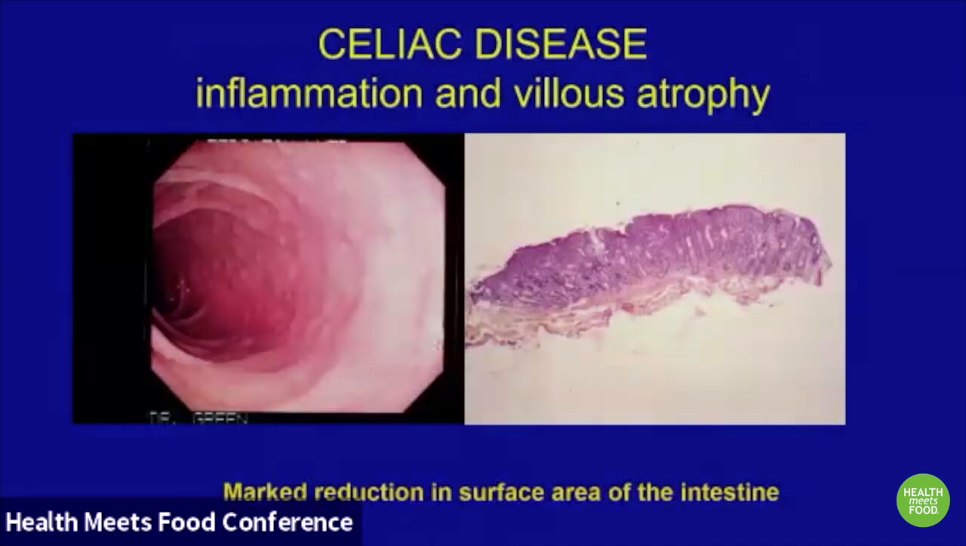This is a picture of someone with celiac disease, and you can see there's macroscopic atrophy. The small intestine, the duodenum, doesn't have all these circular folds, and this looks like colon. There are none of these finger-like villi.